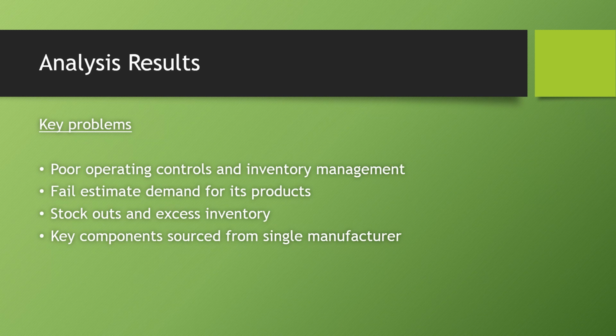According to Exhibit 11, Apple's historical financial information, the company could not cover the net loss until 2002. Here are the key problems of Apple: poor operating controls and inventory management, failure to estimate demand for its products, stockouts and excess inventory, and a key component sourced from a single manufacturer. These are the most significant problems encountered by Apple.